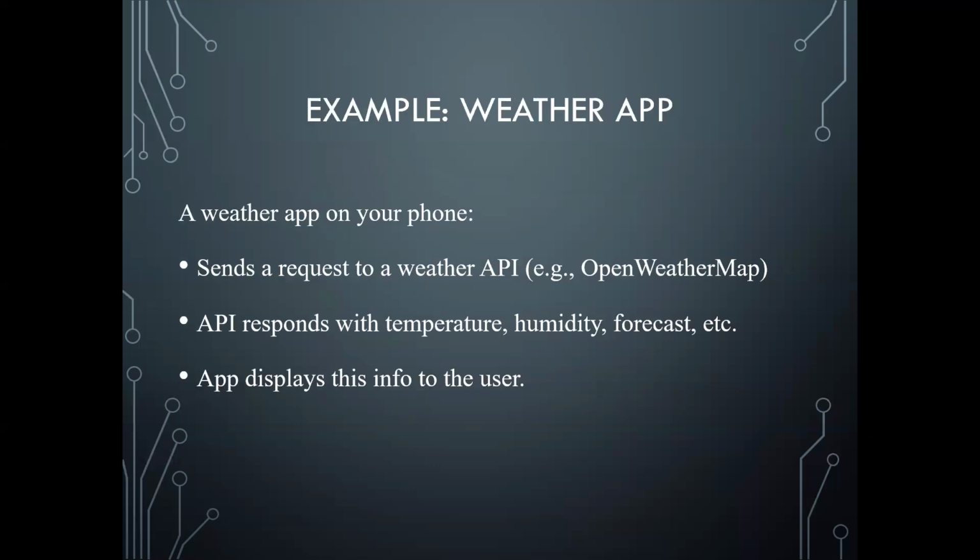So let us understand an example, Weather API. Here, a weather app on your mobile phone can send a request to a weather API by making use of OpenWeatherMap. The API responds with the temperature, humidity, forecast, etc. Then this app can display the information to the end user.